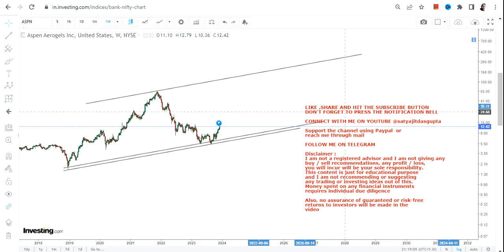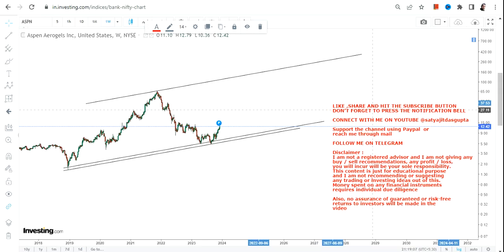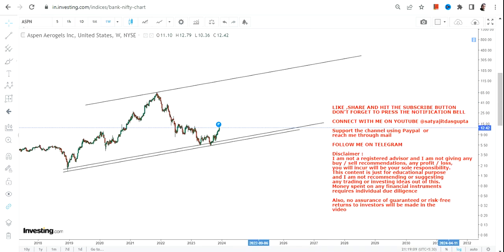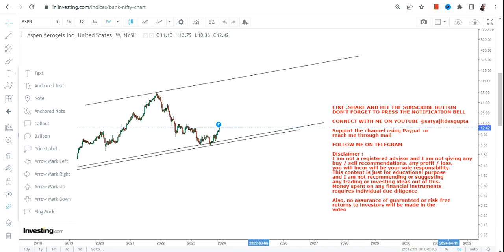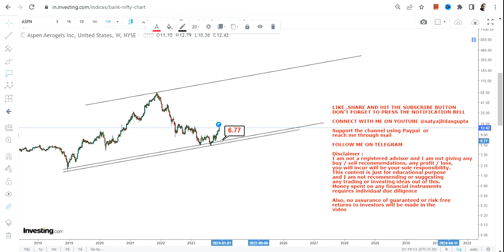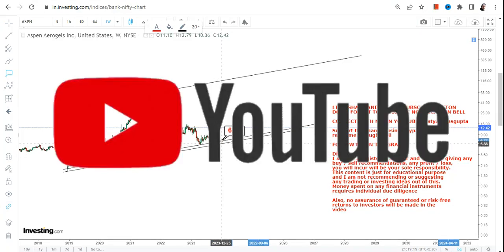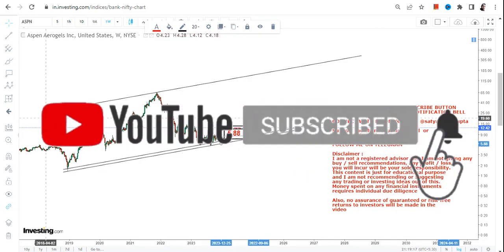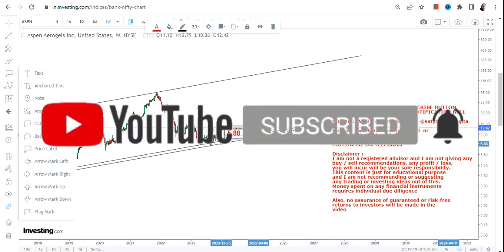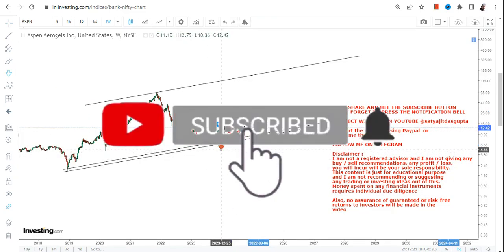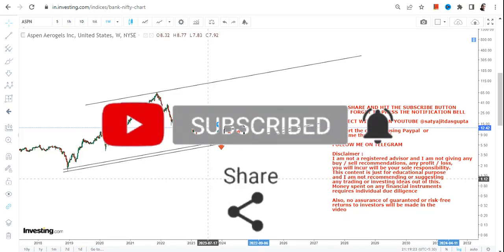If you try to find logic and the reason for this and that, you can sit with your logic and nothing will happen. So for Aspn stock, 6.77 is your support and 5.88 will be your stop loss. Please don't go below 5.88, otherwise the downside will start again.